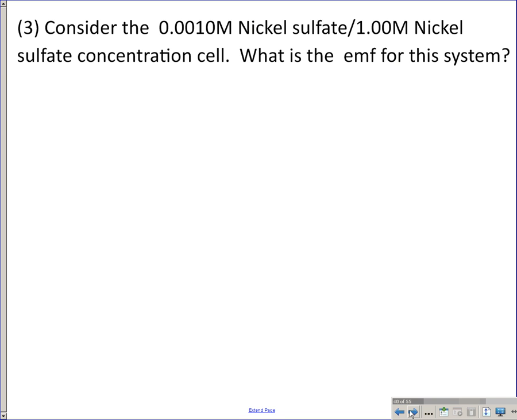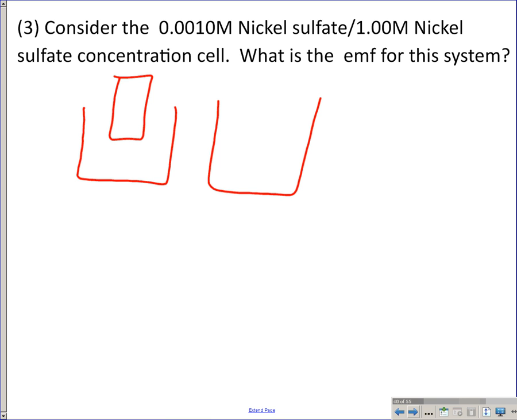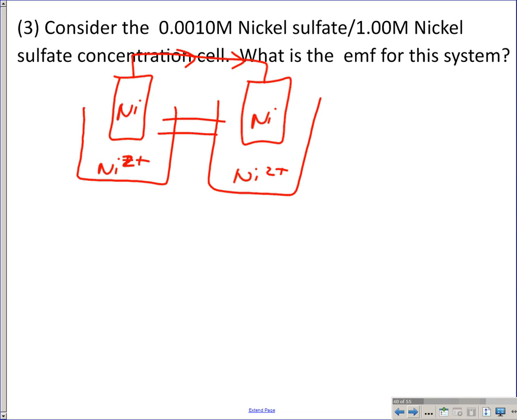All right, help me draw my cell first. We haven't drawn a cell in a while. Draw the little buckets. What's my anode and cathode? Well, it's just nickel. Nickel and nickel. What's down here? The concentration. I don't care about sulfate. Same stuff, right? Now, what have I forgotten here? Salt bridge and concentration. Okay, electrons are flowing this way, right? Negative, positive.